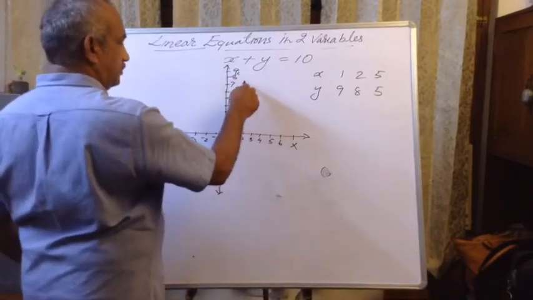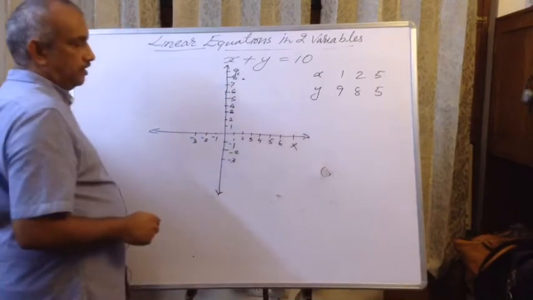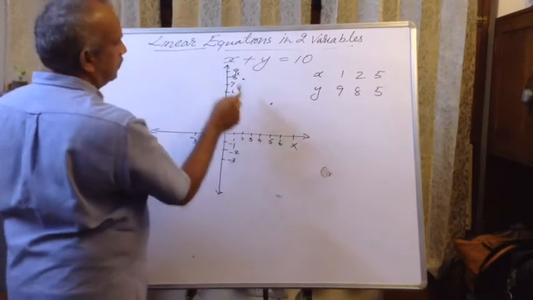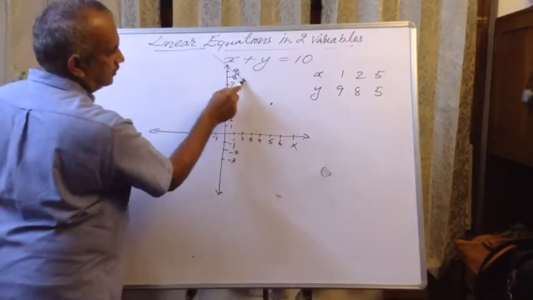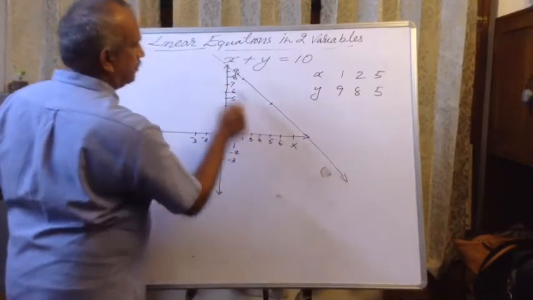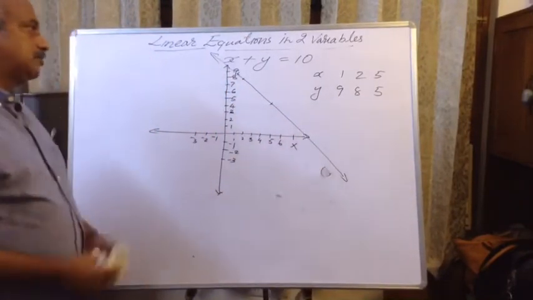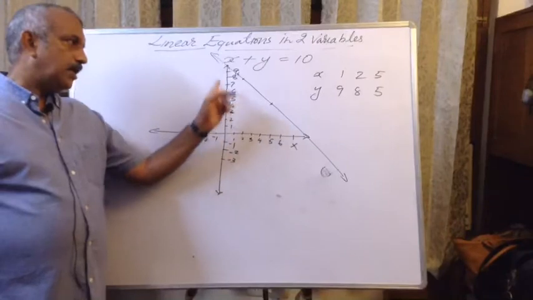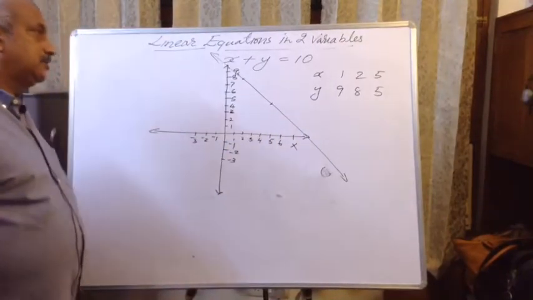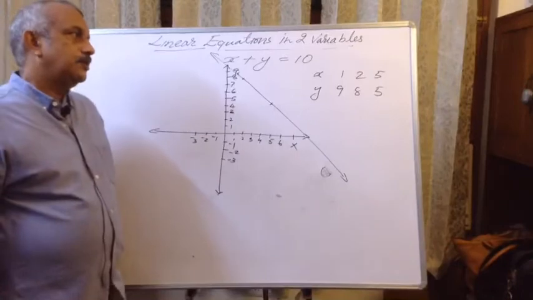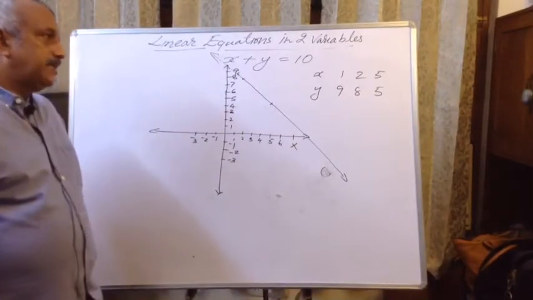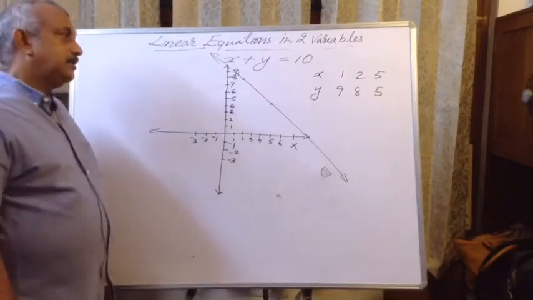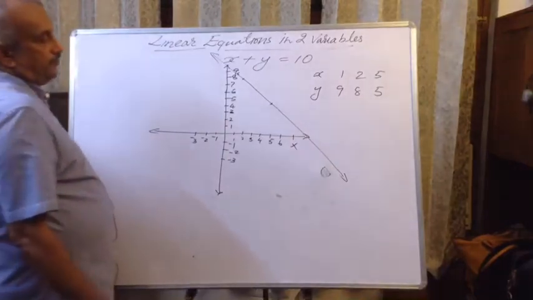x is 2, y is 8, somewhere here, and 5, 5, somewhere here. So the graph is going like this. So you draw the x and y axes on a graph paper, right? Then plot these points, x is 1, y is 9, x is 2, y is equal to 8, x is equal to 5, y is equal to 5, or any other point. Then join them, you will get a straight line, and that is the graph of the equation.